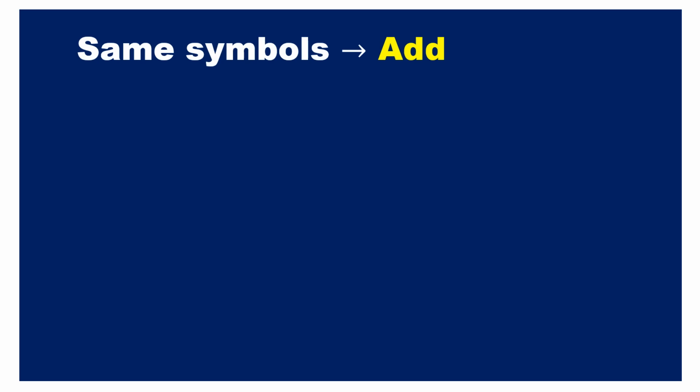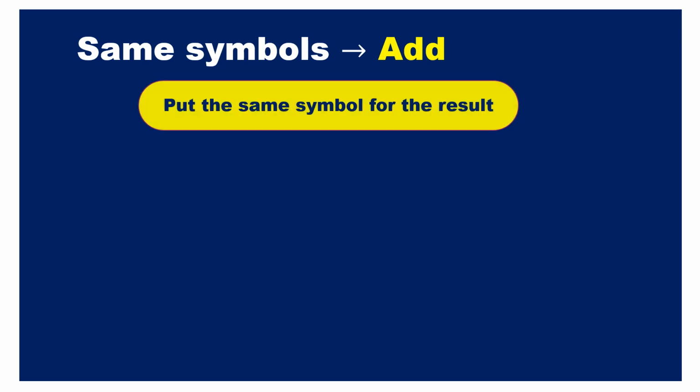Same symbols add. Meaning when there are same symbols, you should add them. And put the same symbol for the result. Clear? This is your first rule. This is very, very important. Listen to the rules carefully. If you are perfect with the rules, then you can solve any type of simplification. This is my guarantee.